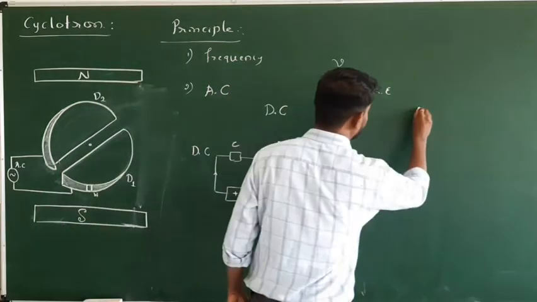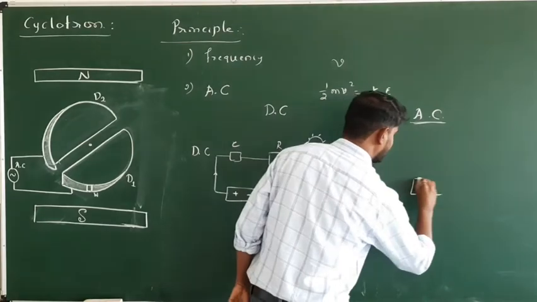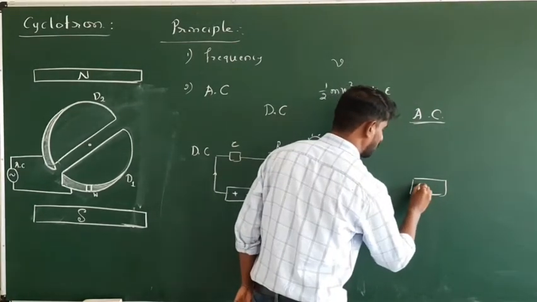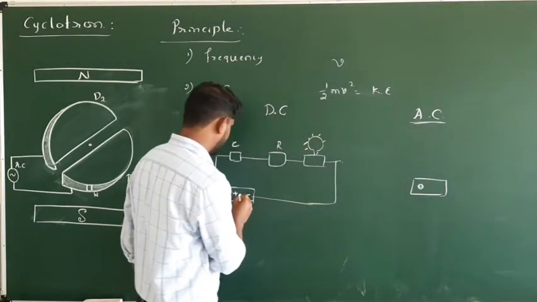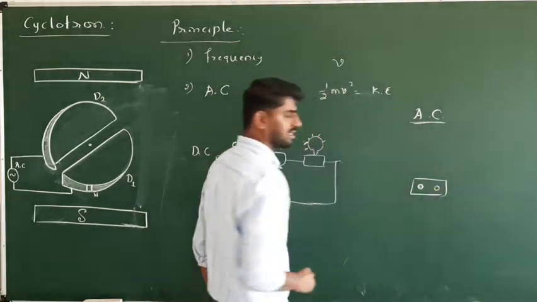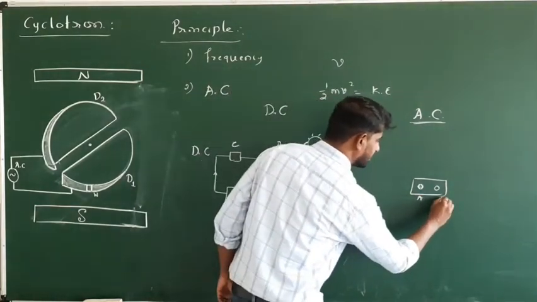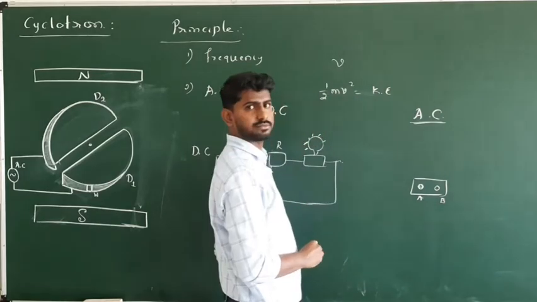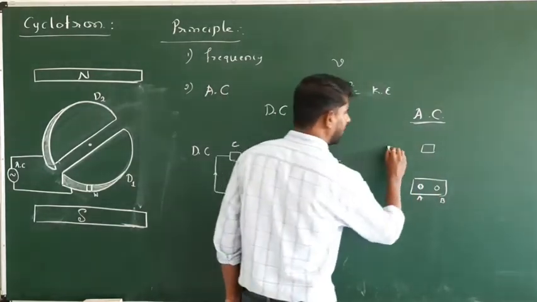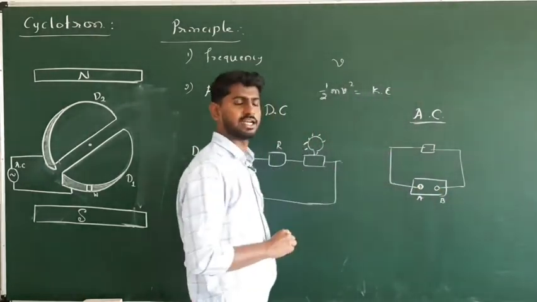Okay, so current always moves from positive to negative terminal in a circuit. Now see what happens in AC. Suppose it is AC and this is the AC source, and there are 2 terminals. I call this the A terminal and this is the B terminal. And we are having an electric component here, and we have connected the electric component.